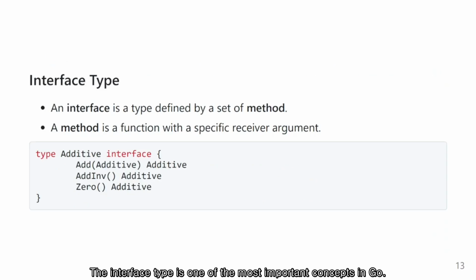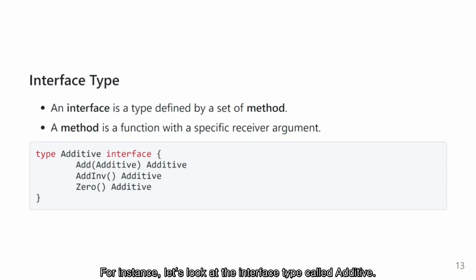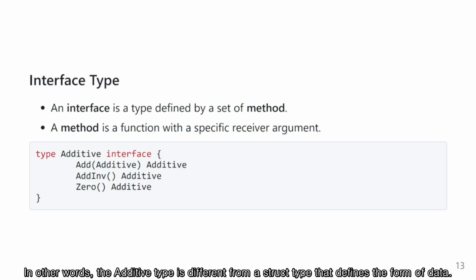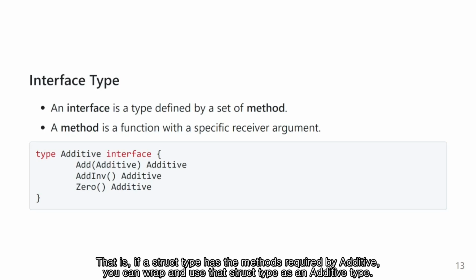The interface type is one of the most important concepts in Go. It is an abstract type that defines not its content, but the methods that the type must satisfy. For instance, let's look at the interface type called additive. The additive interface must implement the three methods add, addInv, and zero according to this format. In other words, the additive type is different from a struct type that defines the form of data. It acts as a wrapper for an already implemented struct type. That means if a struct type has the methods required by additive, you can wrap that as an additive type.